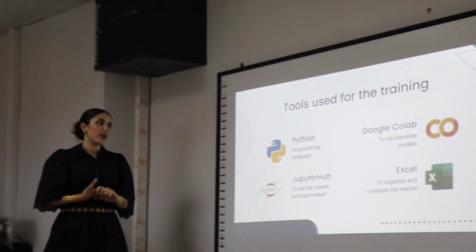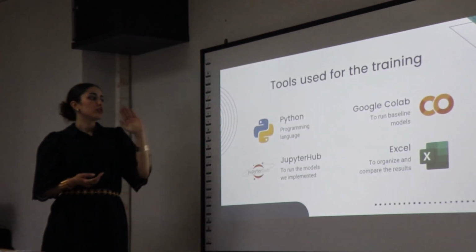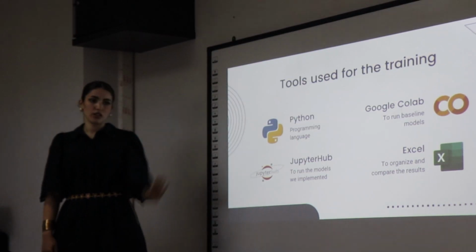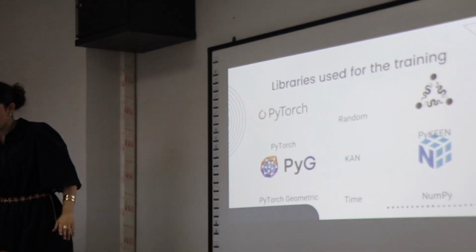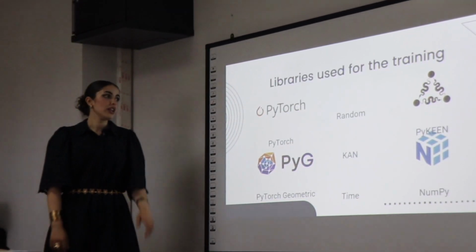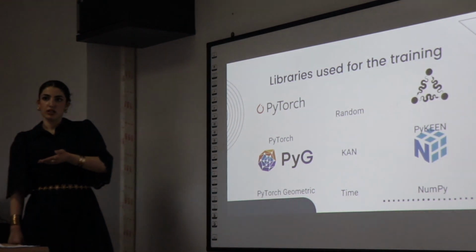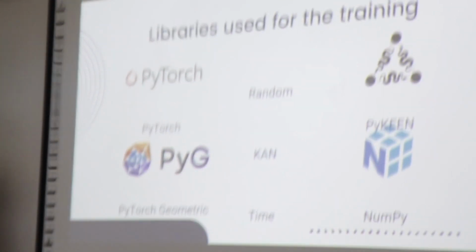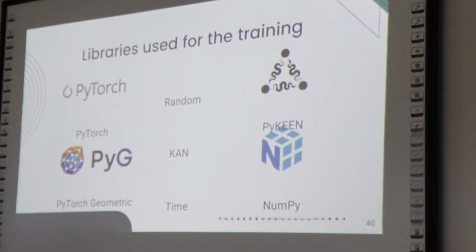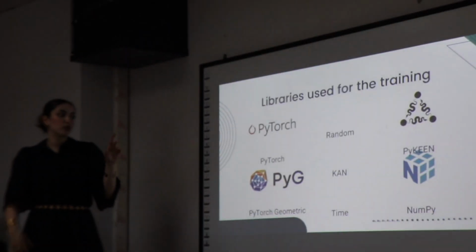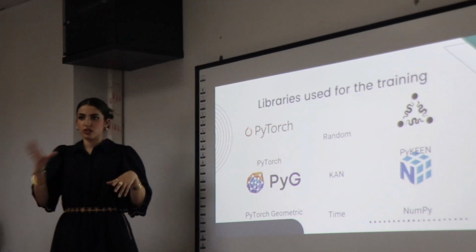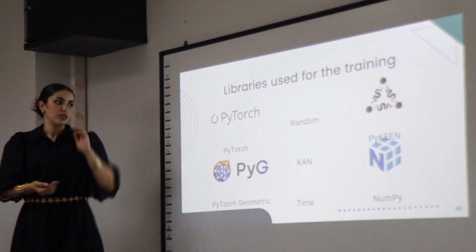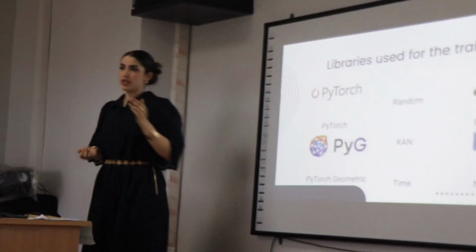Here are the tools we used for the training. We used Python as the programming language, Google Colab and JupyterHub to train our different models, and we kept track of the results in Excel sheets. And here are the libraries we used for the training. PyTorch is the foundational deep learning library, which was used for neural network models. PyTorch Geometric is PyTorch-based and is used for graph machine learning. Random to keep track of the randomness. KAN to introduce our KAN layers. Time to keep the execution time. PyKEEN to train our baseline models to compare with the results, and NumPy for numerical computation and tensor manipulation.